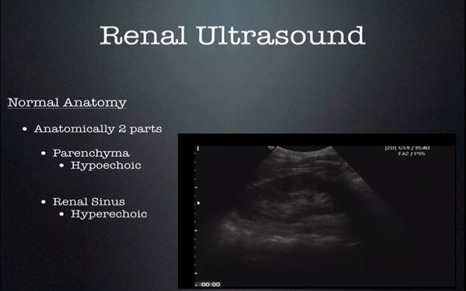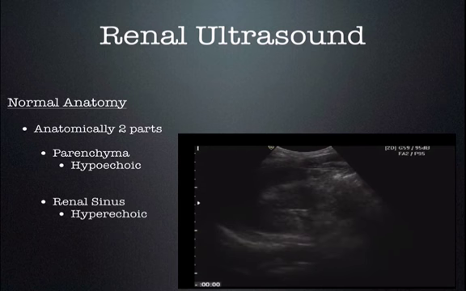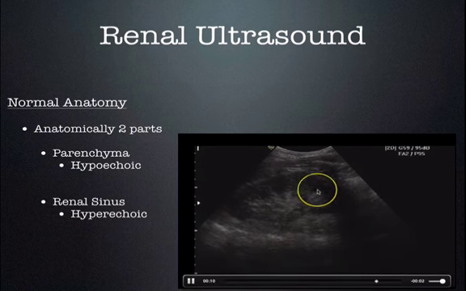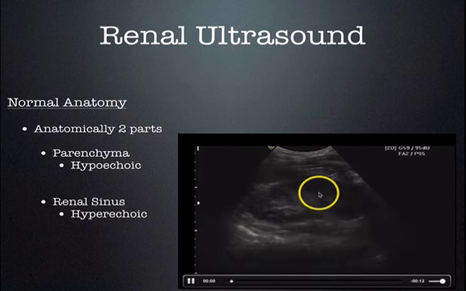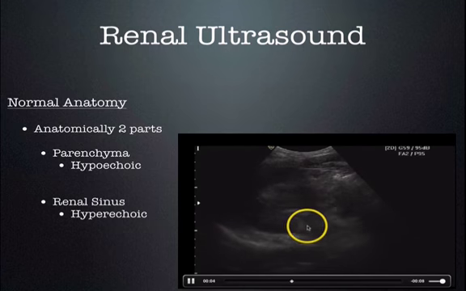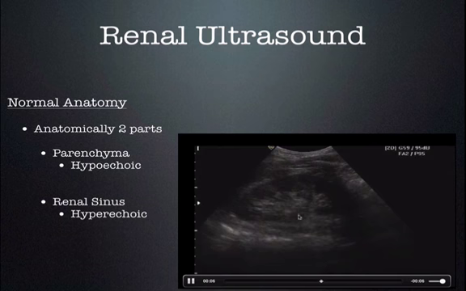This video panning through the kidney demonstrates the normal renal anatomy, with the parenchyma or outer portion of the kidney being hypoechoic and the central portion or the renal sinus being hyperechoic or more bright.